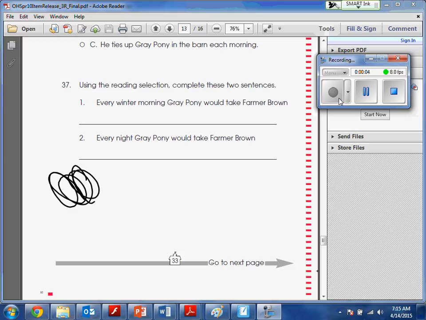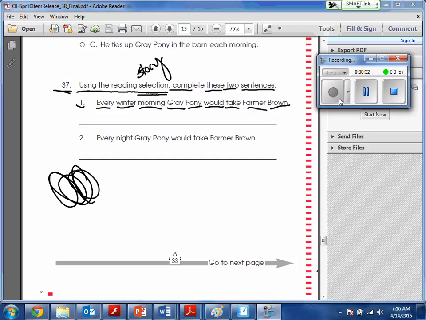Today it's going to be a very quick introduction on how to do a question, so let's go ahead and get started right away. Number 37 is what we're looking at right now. It says, using the reading selection, and remember, selection means small part of the story. We want to complete these two sentences. Here's the first sentence, number 1. Every winter morning, Gray Pony would take Farmer Brown.